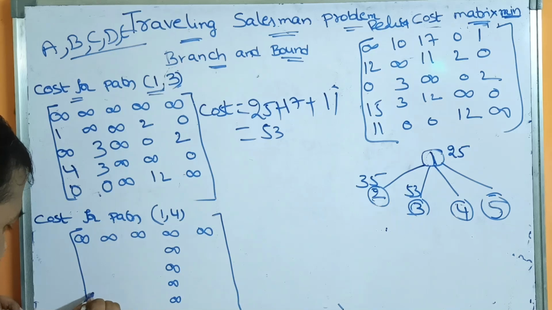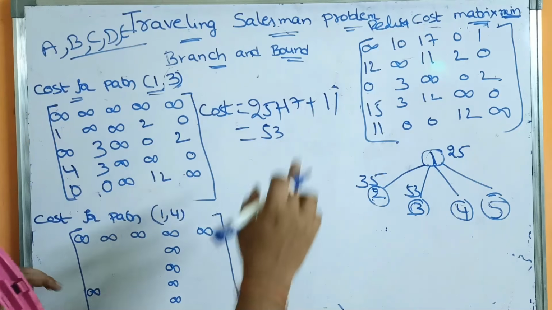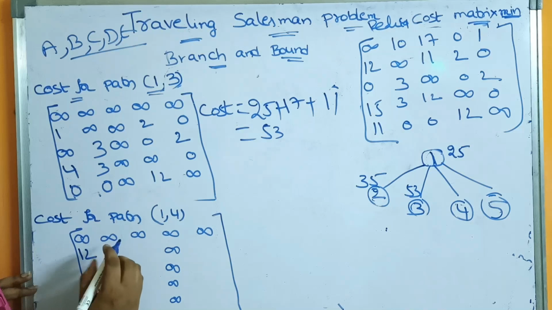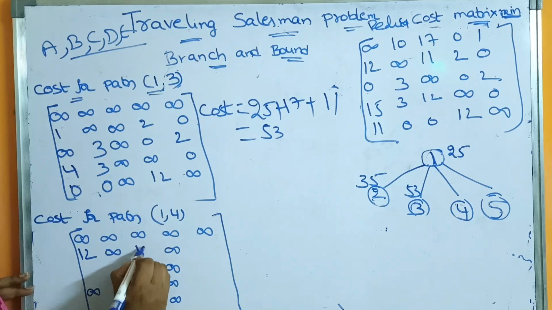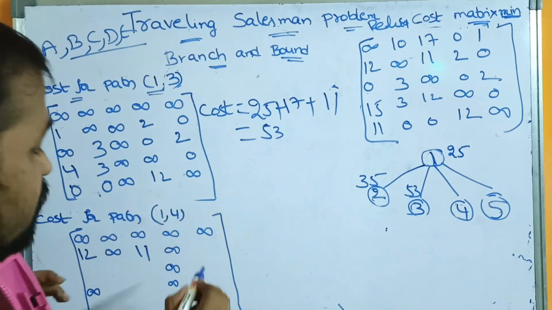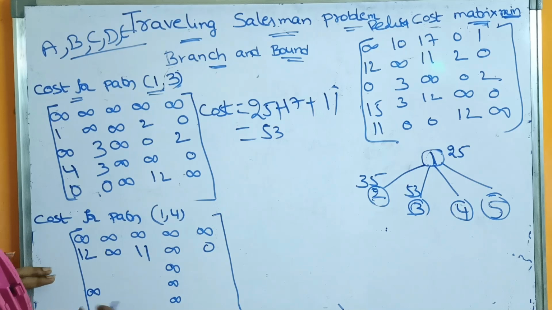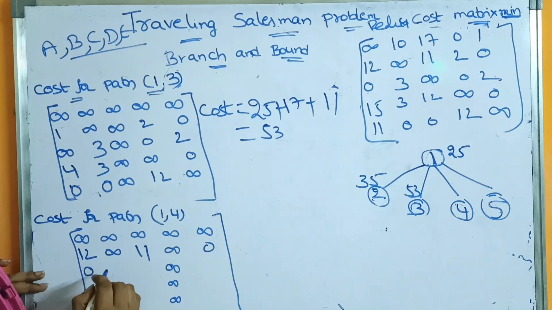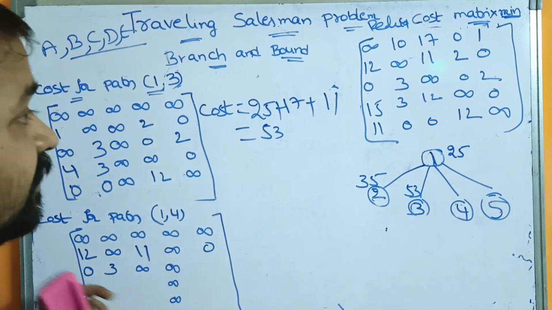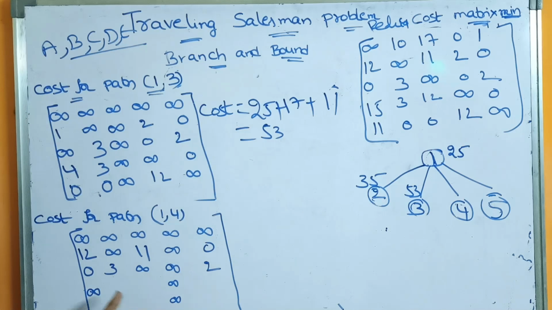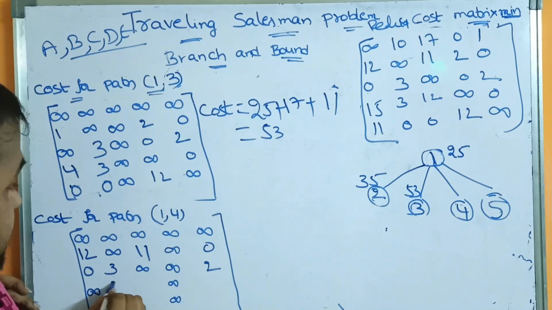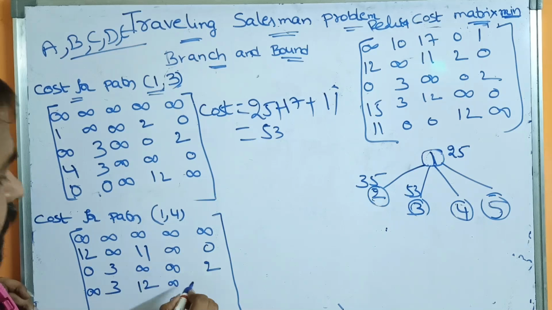So 4 comma 1 means what? Fourth row first cell. Now let us note down the remaining values as it is. So 12, infinity, 11, 0. Next third row 0, 3, infinity, and the last value is 2. If you observe the fourth row, 3, 12, 0.